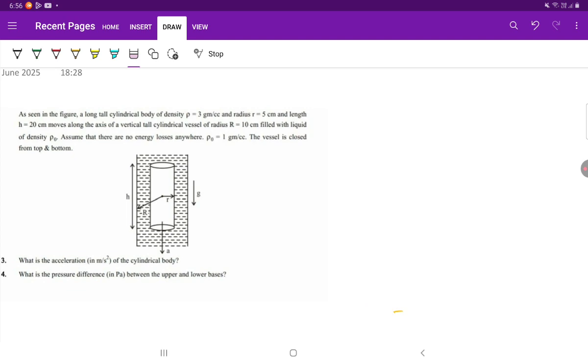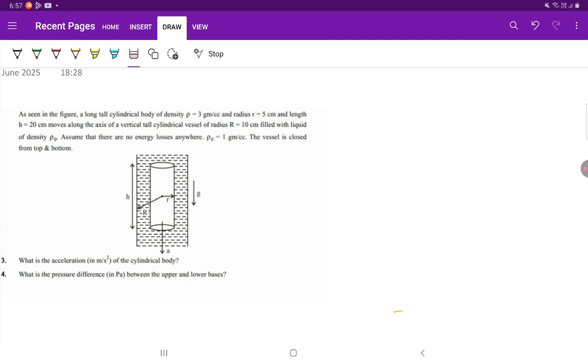The question says that, as shown in the figure, a long, tall, cylindrical body of density rho = 3 gram per centimeter cube, radius small r = 5 centimeter, and length h = 20 centimeter, moves along the axis of a vertical, tall, cylindrical vessel of radius capital R = 10 centimeters, filled with liquid of density rho naught. Assume that there are no energy losses anywhere. Rho naught = 1 gram per centimeter cube. The vessel is closed at the top and bottom.